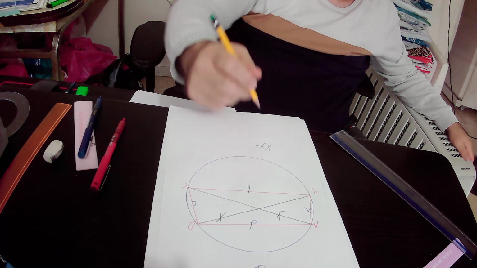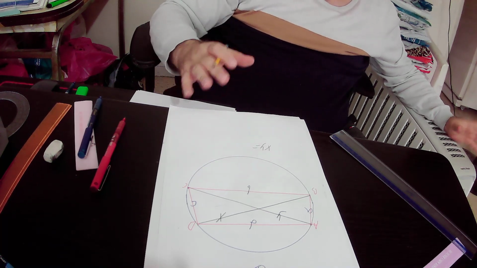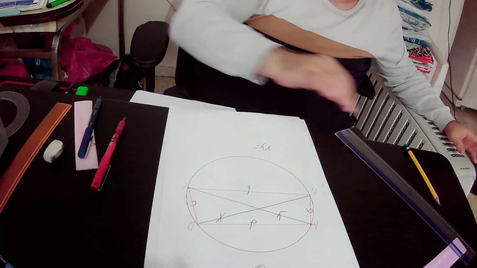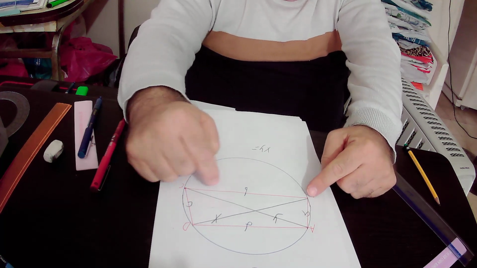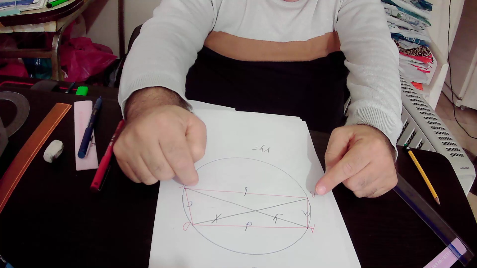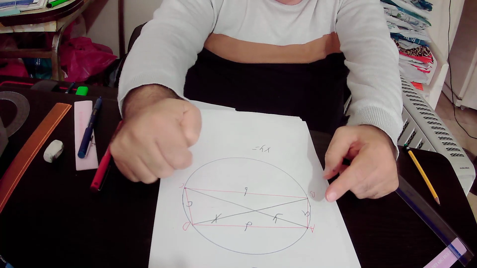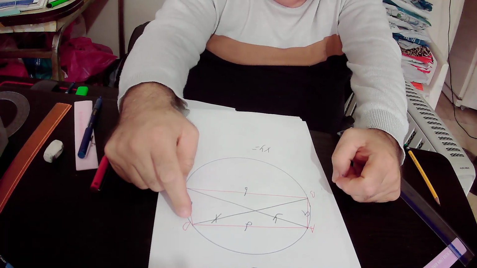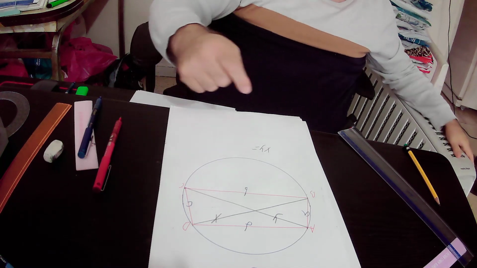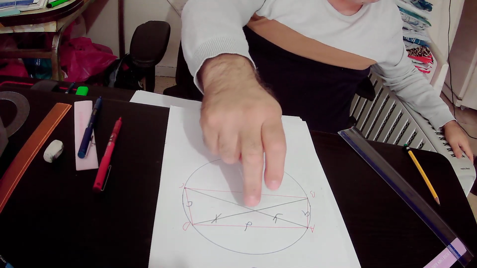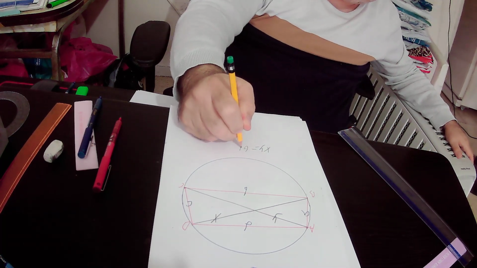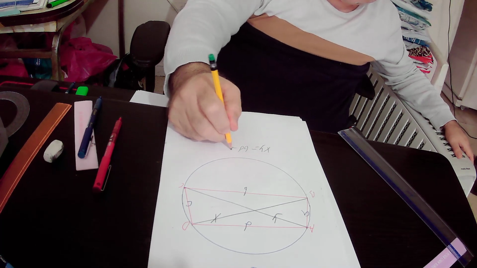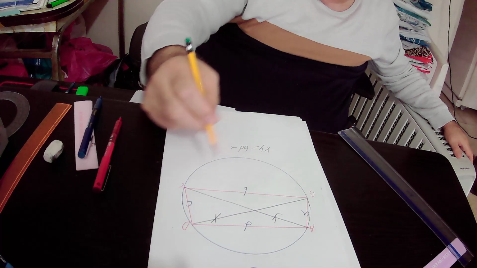of its opposite sides. Actually, the quadrilateral ABCD has two pairs of opposite sides. Side AD is opposite to side BC. This is the first pair of opposite sides, and the second pair is side AB opposite to side DC. So the first product of the opposite sides is B times D, and the second product is A times C.